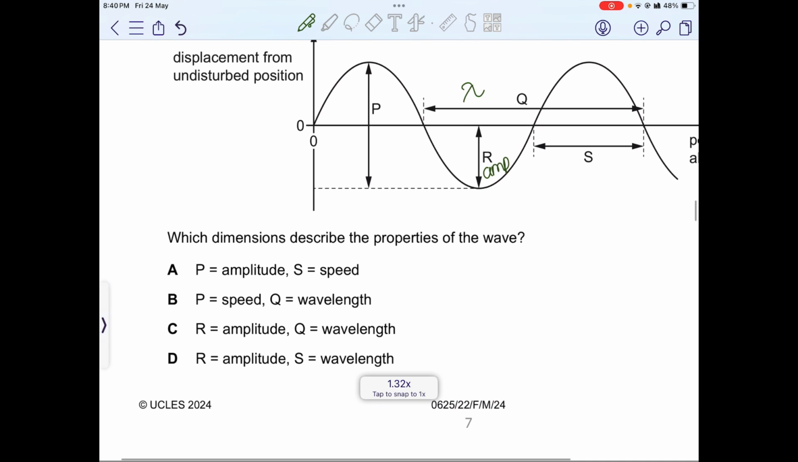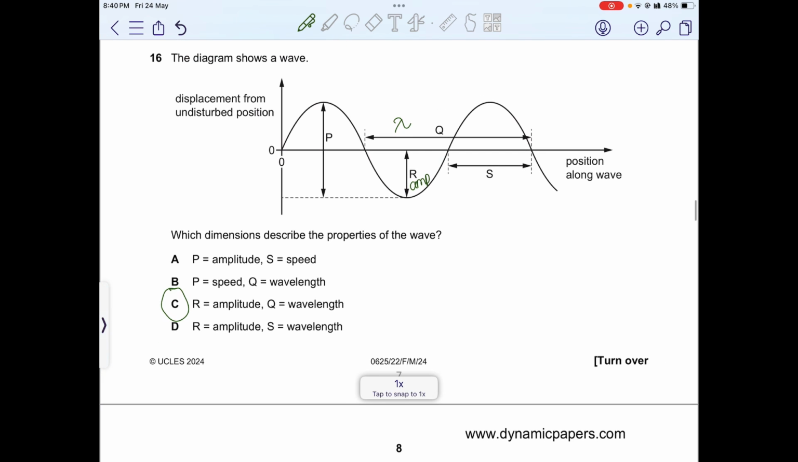So it asks which one will be the wavelength. Wavelength is basically Q. Q is wavelength and R is amplitude. So the answer would be C. All other options are not correct. As you can see, you don't get the speed, so instantly you can tell that A and B are wrong, and R is amplitude, but S is not the wavelength, Q is the wavelength. Wavelength is one point on the wave to the same point in the next wave.